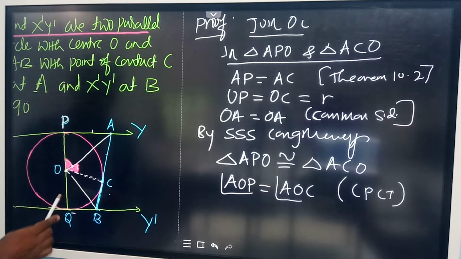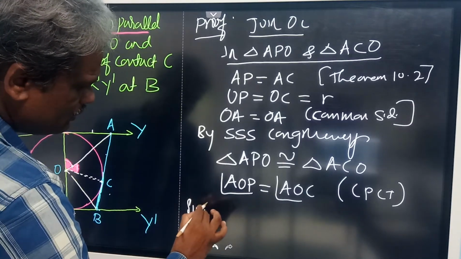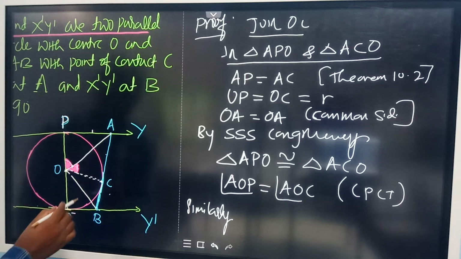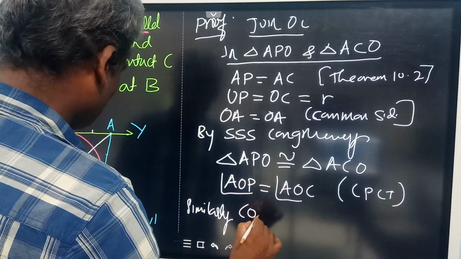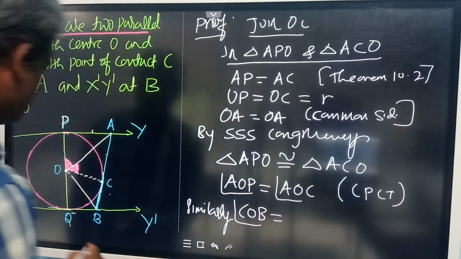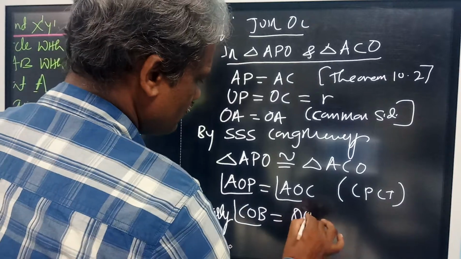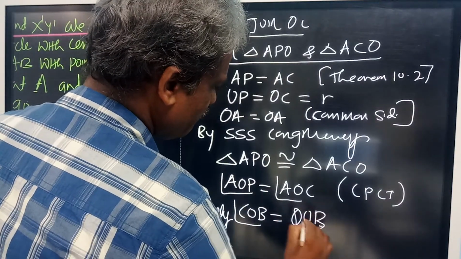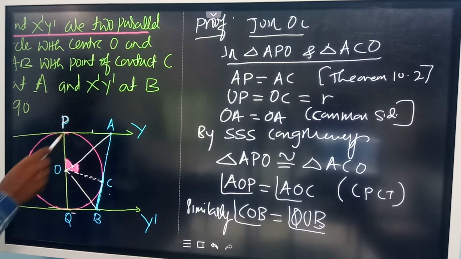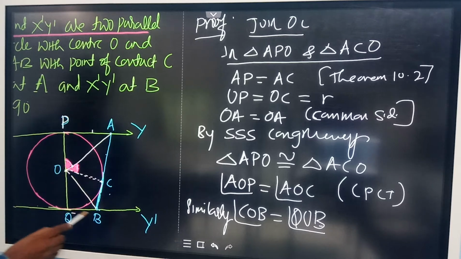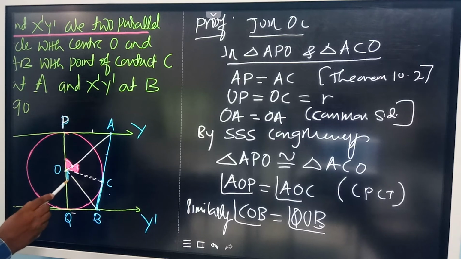In the same way, we can prove similarly that angle COB must be equal to angle QOB. We proved these two angles are equal by showing these two triangles congruent. The same way we can prove these two triangles also congruent. Therefore, these two angles also will be equal.